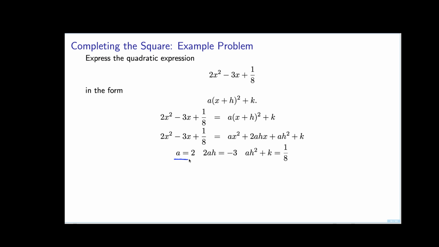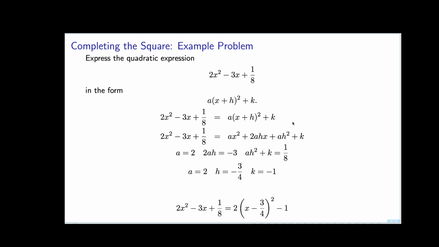So now that we know a, we can plug a into 2ah equals negative 3. That's going to give us h is negative 3/4. And finally, we can plug both a and h into ah squared plus k equals 1/8. Go ahead and do that on scratch paper and you can solve for k, and you'll get k equals negative 1. So we've now shown that 2x squared minus 3x plus 1/8 is equal to 2(x minus 3/4) quantity squared minus 1.